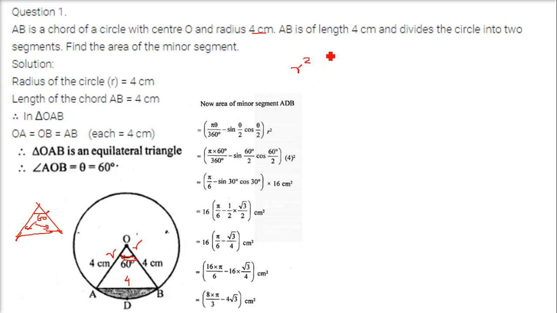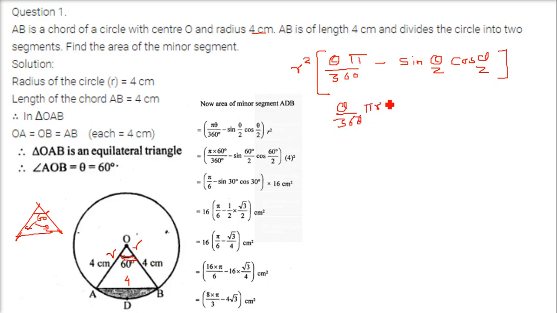Now the formula goes like this. See, r square, the radius square, we have to write outside. Then we have theta by 360 into pi. Then we have to subtract sine theta by 2 cos theta by 2 from this. And where has this come from? See, this is the sector. The area of the sector is theta by 360 into pi r square.